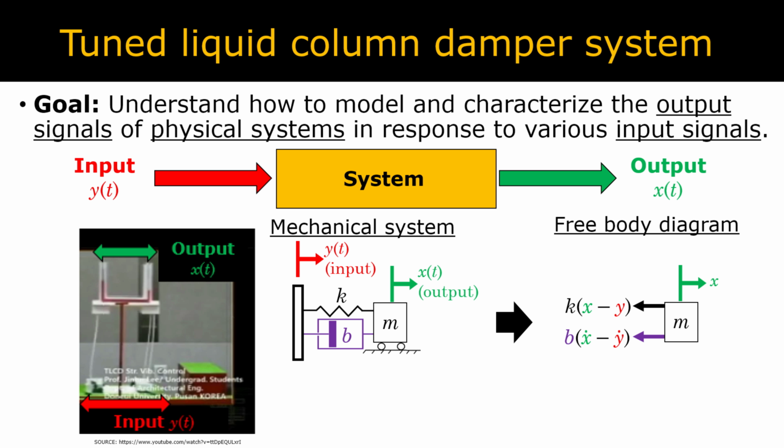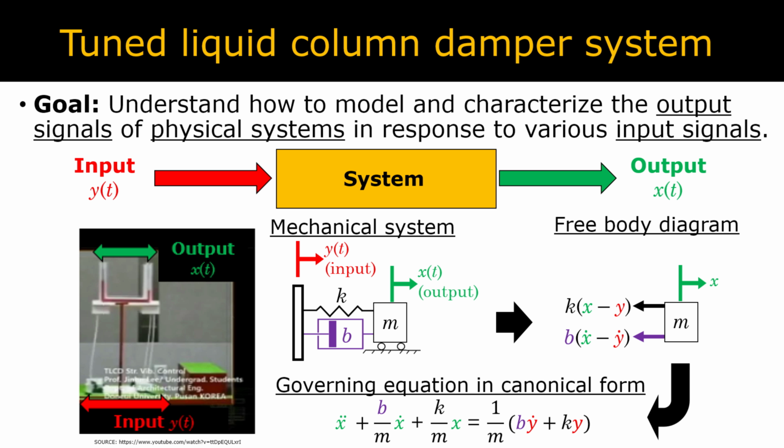And if we sketch the free body diagram at the mass, we see that the output x is in the positive direction and it's going to the right, and the restoring forces of the spring and the damper, which are given by Hooke's law and the constitutive equation for a damper respectively, are shown going to the left. Now, applying Newton's second law, we could obtain the equation of motion for the system, and we could put it in canonical form, and that is shown here on the bottom.